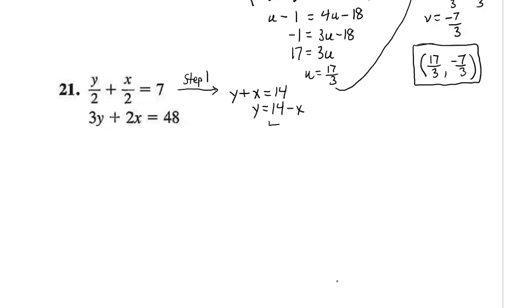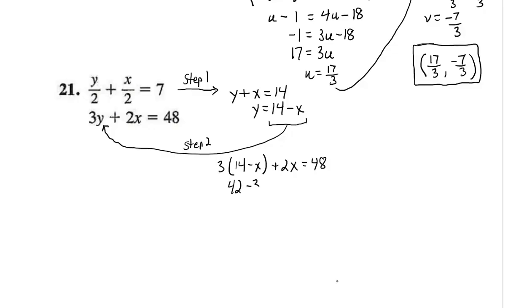Now step 2. Take the 14 take away x and substitute it in place of the letter y in the second equation. 3 parentheses, 14 minus x, and then plus 2x is equal to 48. And solve this. 3 times 14 is 42, and then minus 3x. That step that I just did there, that's called the distributive property. Now combine like terms. We get minus 1x, or just minus x.